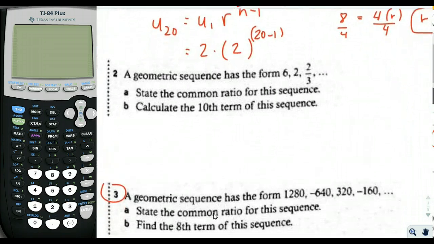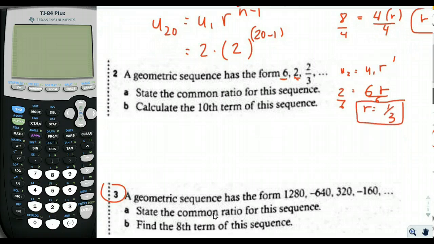This one's a little bit more tricky. If we're going to find the common ratio for this, if you're not very good at fractions, you might not see what fraction you need to multiply times 6 to get 2. So you might not be able to do this one in your head. You might have to use algebra. So let's say U2 is equal to U1 times R to the first. So U2 is 2, U1 is 6, and R we don't know yet. So R is equal to, divide both sides by 6, 1/3. Okay, 2 divided by 6 is 1/3.